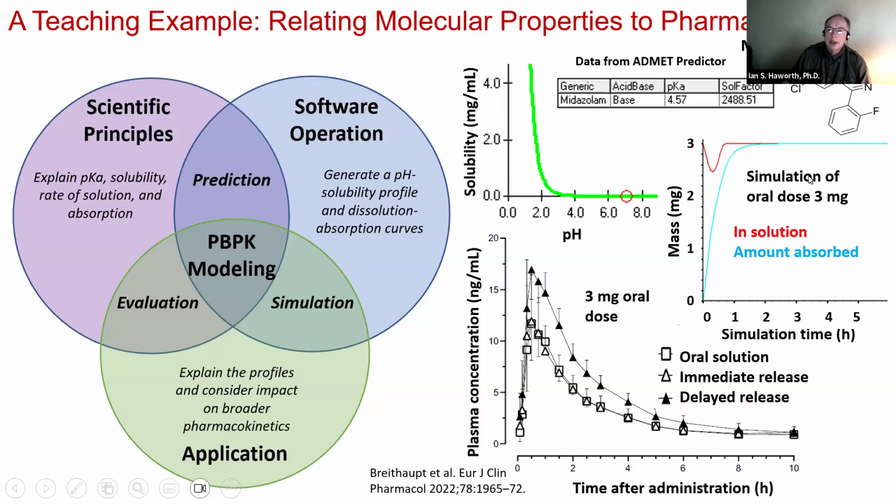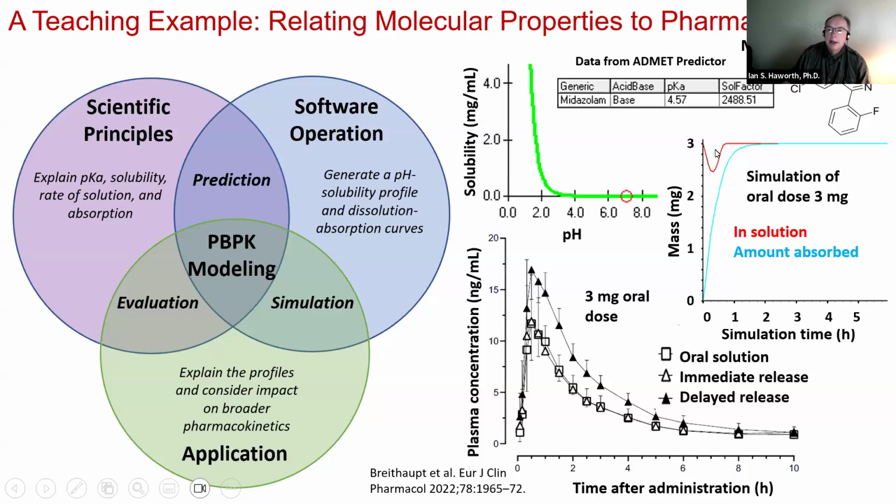You can do a simulation if you know how to do it in the software. And what we're seeing here is over time, midazolam in solution, so in solution meaning in the gut. And the blue curve is the amount absorbed. And we can see that there's a little bit of a dropout of solution here because as we're doing this simulation, the pH is changing.